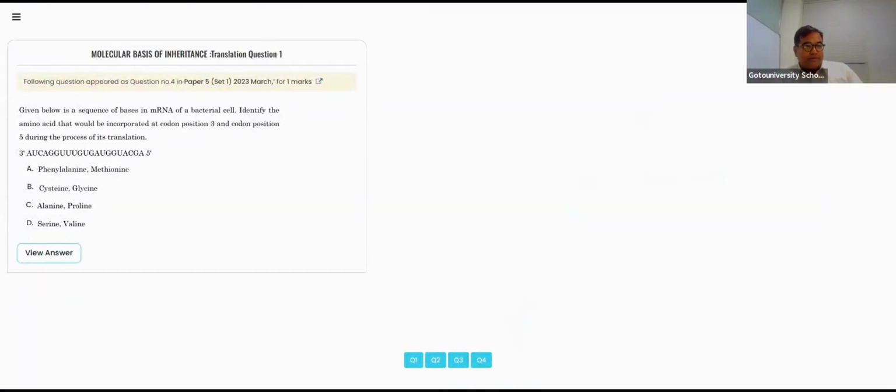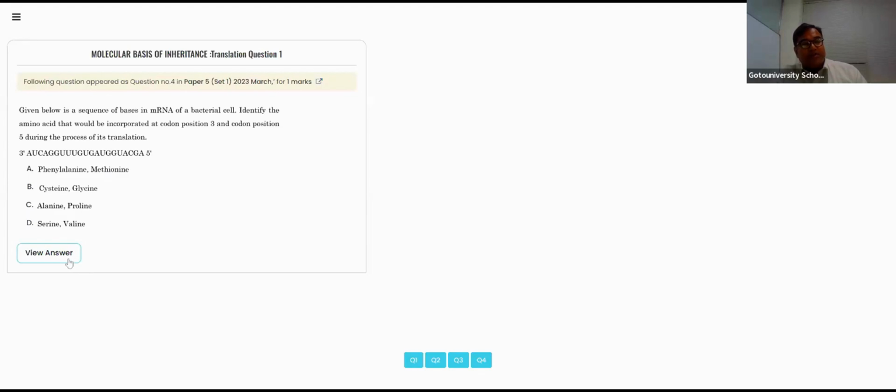This question is exclusively taken from the 2023 board paper. Given below is the sequence of the bases in the mRNA of a bacterial cell. Identify the amino acid that would be incorporated at codon position 3 and codon position 5 during the process of translation, right? If you carefully examine the mRNA sequence, they told codon position 3 and codon position 5. So we need to start counting: first codon, second codon, third codon, fourth codon, fifth codon.